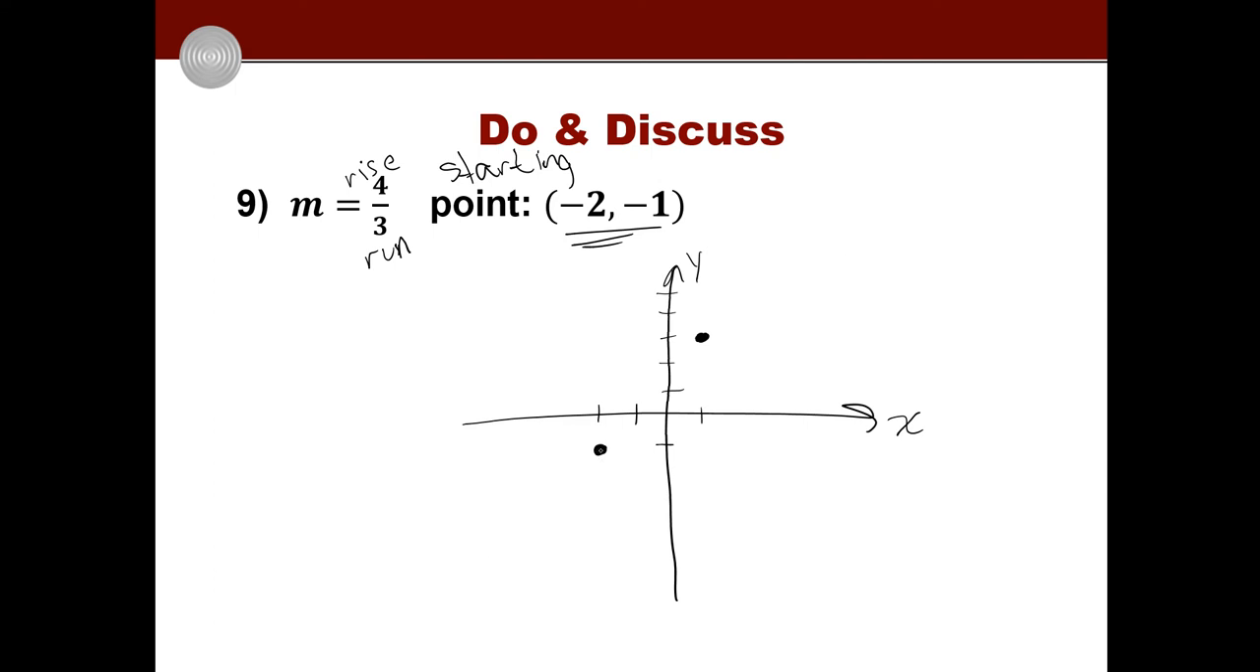Down 4, left 3, because negative, negative makes a positive. So why don't I do that? 1, 2, 3, 4. 1, 2, 3. So if I go down 1, 2, 3, 4, left 1, 2, 3, I will be about here. If you're using graph paper, these will line up. Then you put your ruler on, draw your line through your points, extend it past those dots, and put your arrows on the ends.